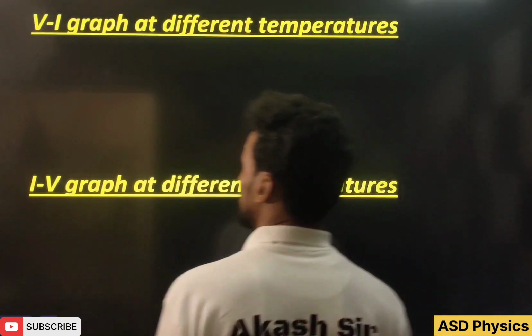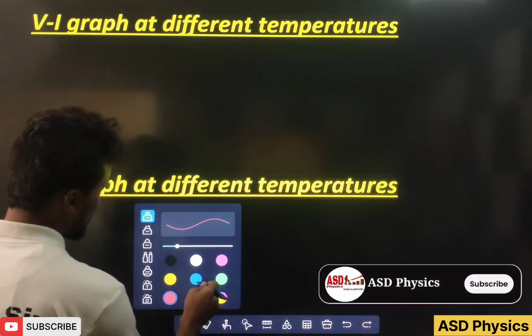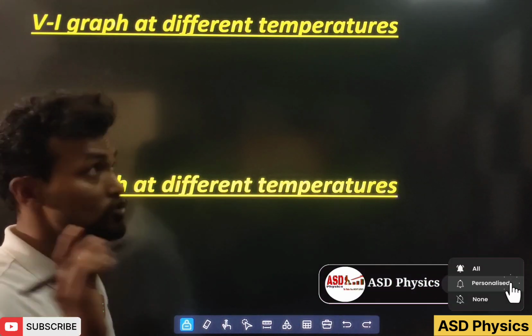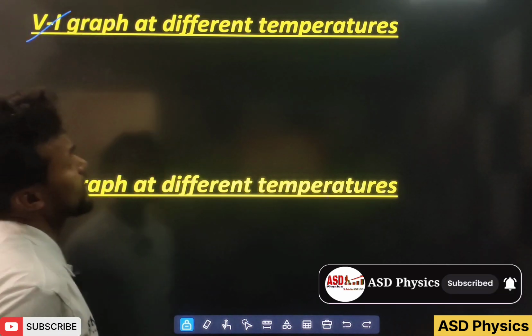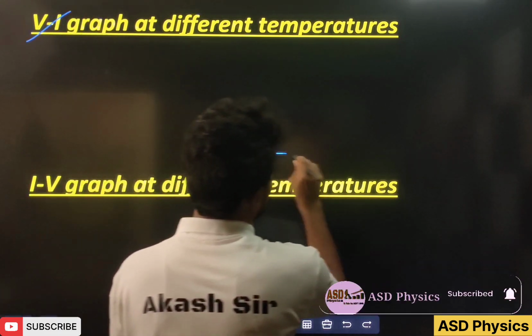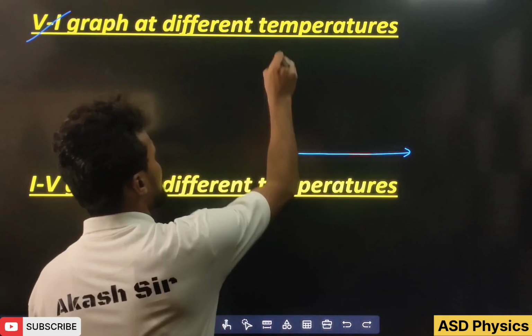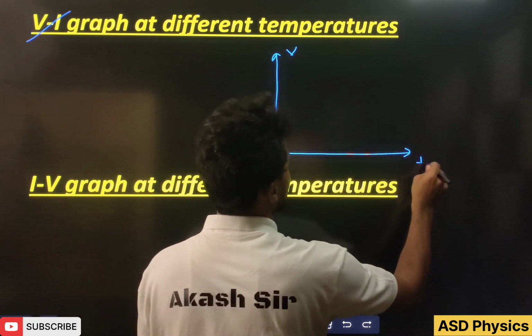Okay, great. Now, students, let's talk about the VI graph, which used to come in the exam. VI graph at different temperatures. So what is happening here? See here, students, this is the V and this is the I.